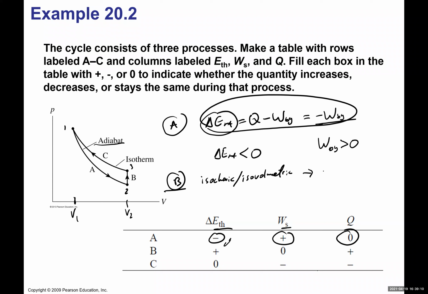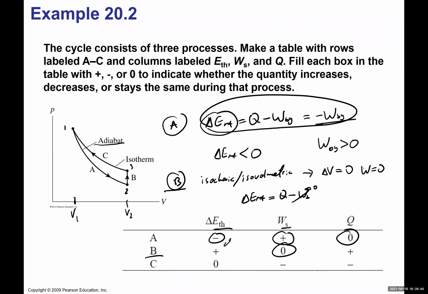During this process, your volume doesn't change, right? Volume 2 and volume 3 are exactly the same. So if delta V is 0, that means work done is 0. That's why for path B, there is no work done. Then the change in internal energy is equal to Q minus work done by the gas, and this is just 0. So Q is the amount of energy transferred into the system, and the change in internal energy is positive.